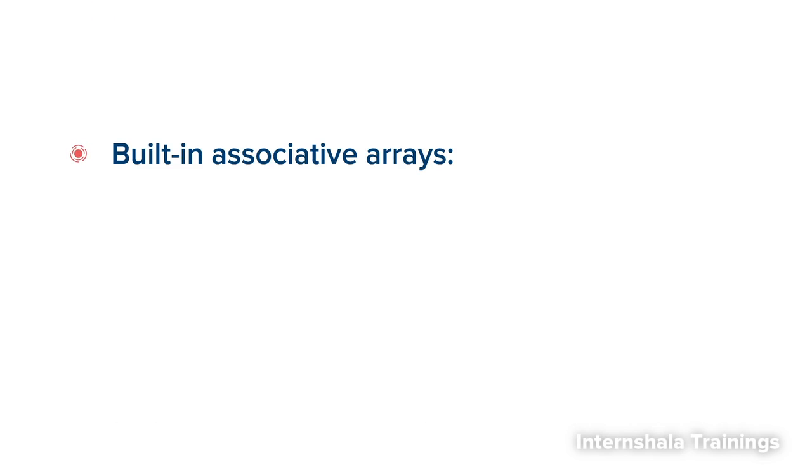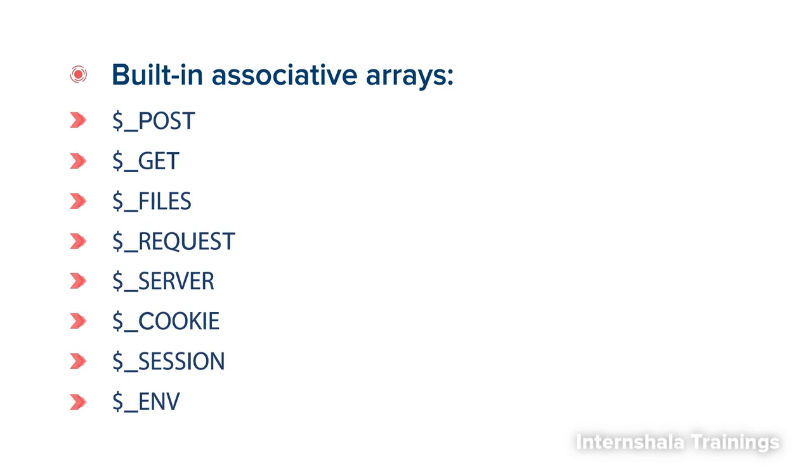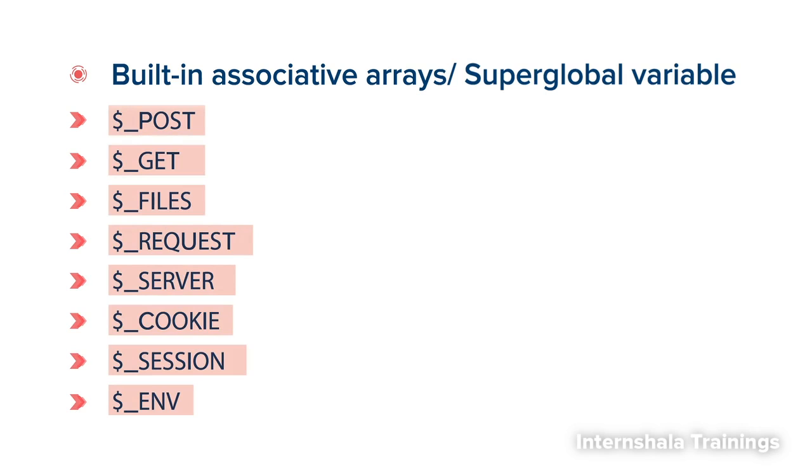A few moments back in the video, we discussed why the built-in associative array is written in all capital letters and it is a naming convention. We will follow this naming convention for all the built-in associative arrays like $_POST, $_GET, $_FILES and many more. These built-in associative arrays are called super global variables. This means these are all super global variables and we need to use capital letters to name them.